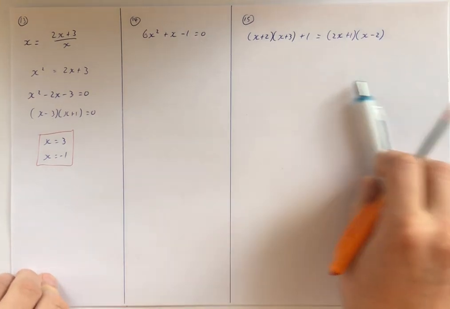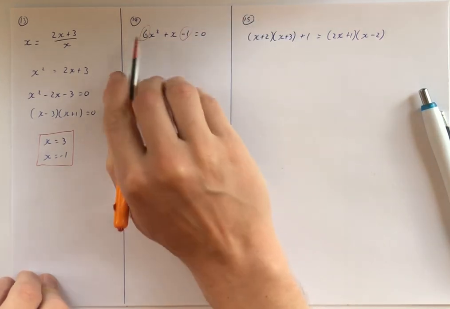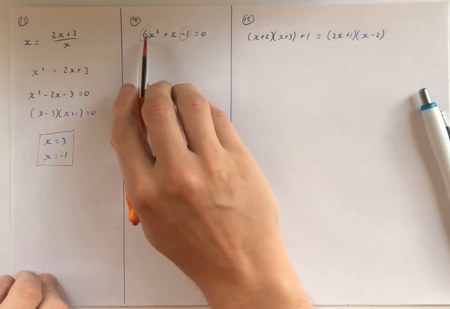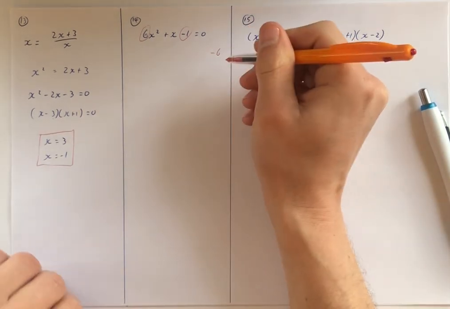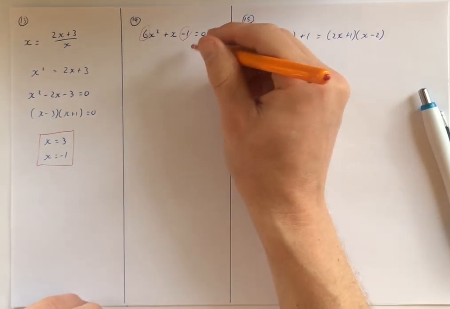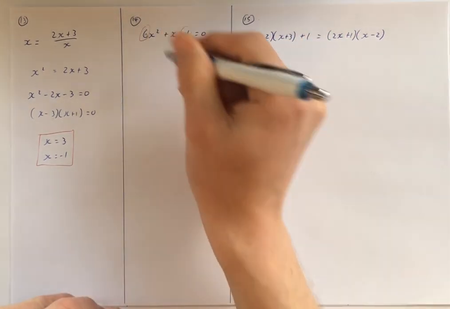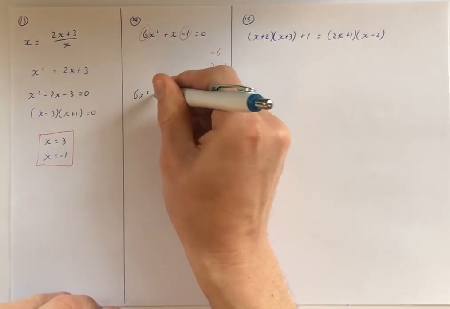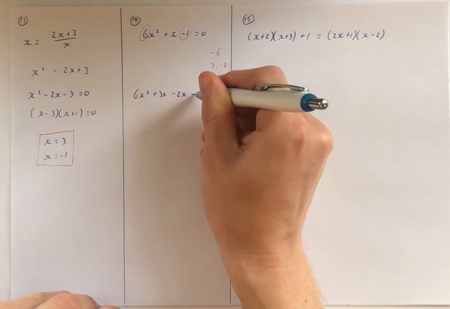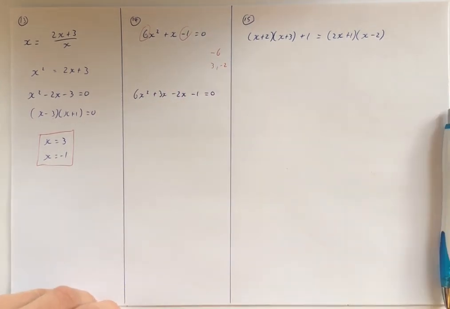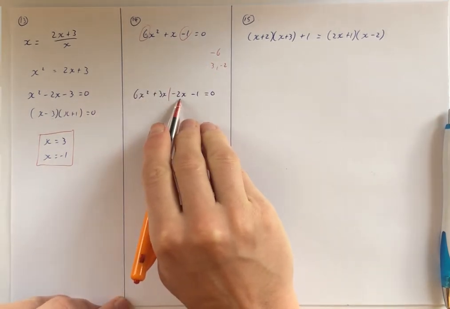We just have to use that method of factorization. So we're going to go first term times last term because there's no common factor. We can't cancel a 6 out of everything. And that's going to give negative 6. And we want factors of negative 6 to add to 1. So that's going to be 3 and negative 2. So we're going to go 6x squared plus 3x minus 2x minus 1 equals 0. There, I've just made 1 into positive 3 and negative 2.